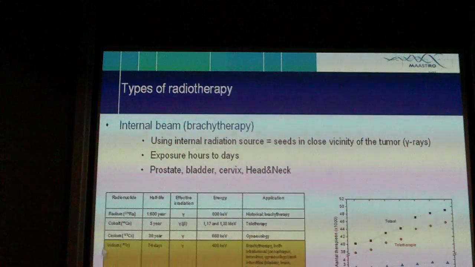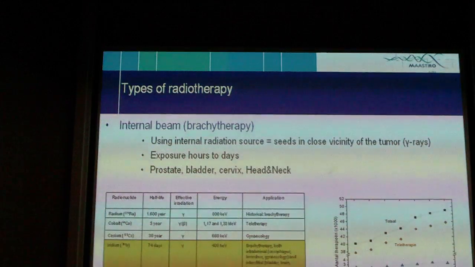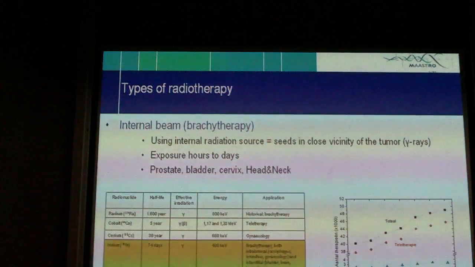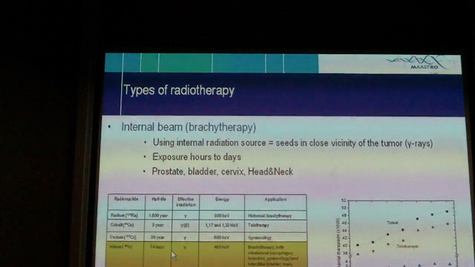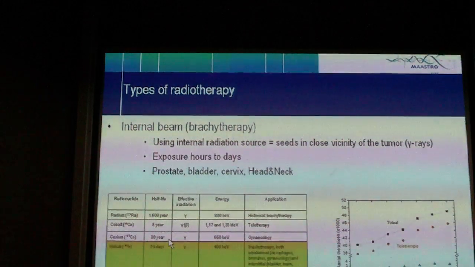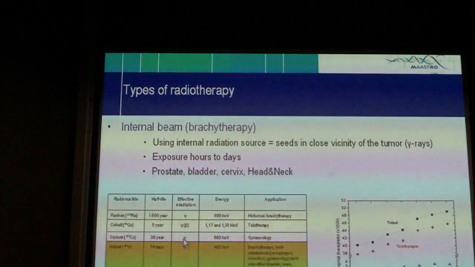So over here in this table, this is sort of a list with all radioisotopes that can be used for brachytherapy. And nowadays in clinic, it's mainly iridium and iodine, which have a similar half-life, so 60 days. So those two are mainly used for brachytherapy. It's possible to use, for example, cesium. This has a half-life of 30 years.